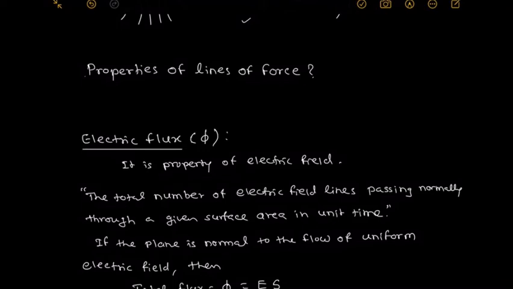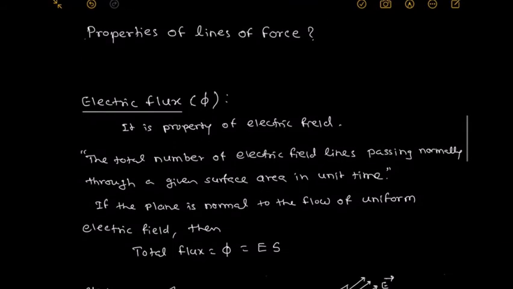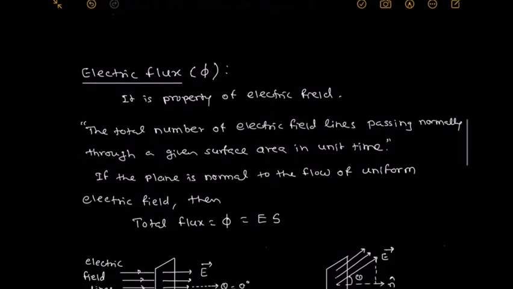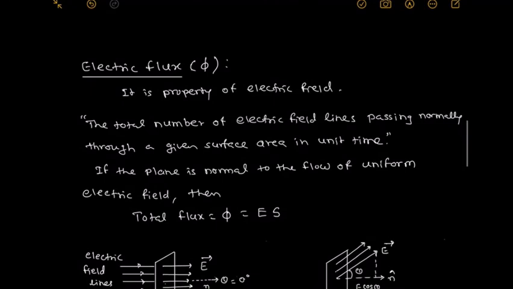Now how do we calculate the electric flux? Suppose a given plane has surface area S and that plane is normal to the direction of the flow of uniform electric field lines. Then the total flux is the product of the electric field intensity, or the electric field, multiplied by the surface area.